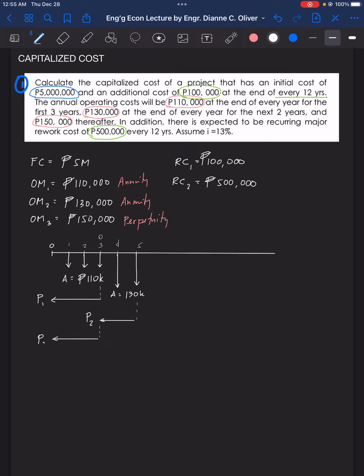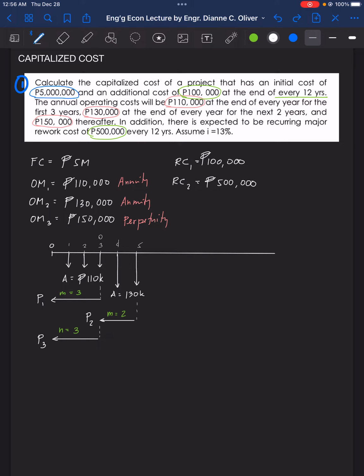And that is our P3. So how many years? The number of years here is equal to 3. Here, the number of annuity is equal to 3. The number of annuity here is 2. Then finally, we have the OM3, which is in perpetuity.